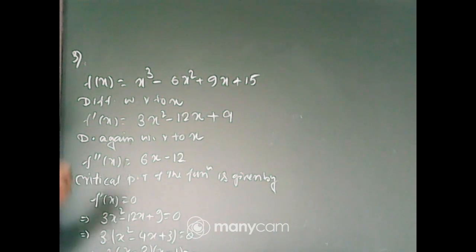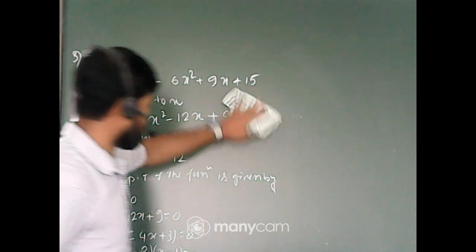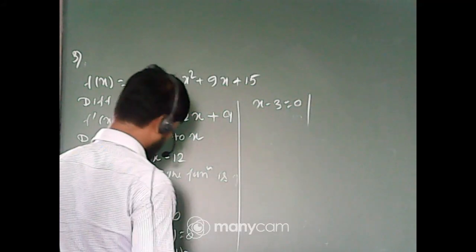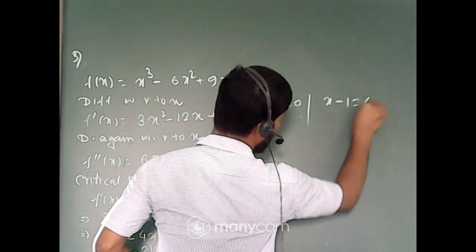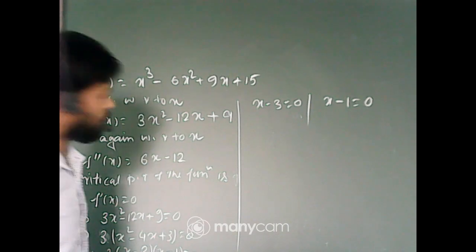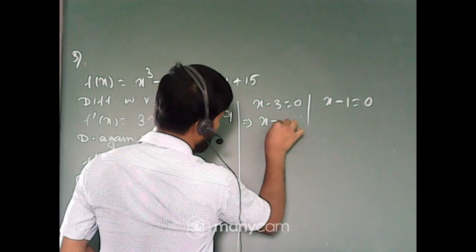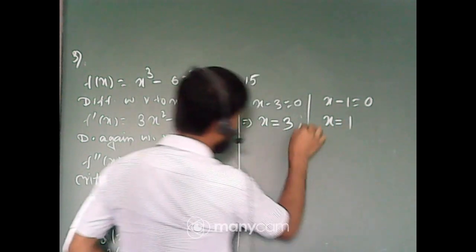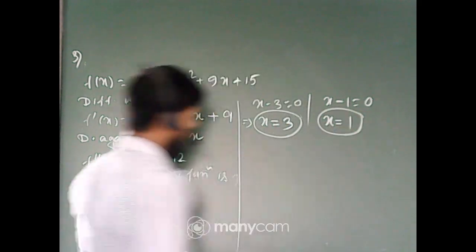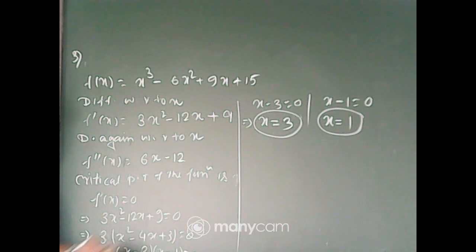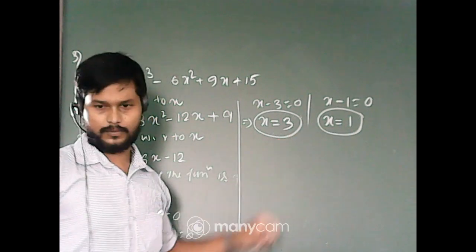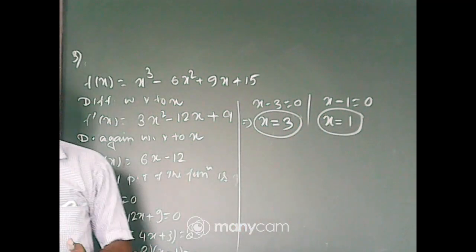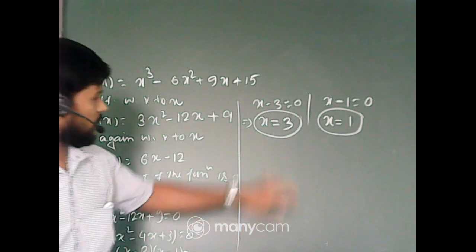Okay, so what will be the critical points of the function? The first critical point will be found by equating x minus 3 to 0, and the second will be when we equate x minus 1 to 0. So from this we have x equal to 3, and from that we have x equal to 1. So in this question we have two critical points, x equal to 1 and x equal to 3. Maximum and minimum values will occur at these two critical points, because we know a theorem that maximum or minimum values occur at the critical points of the function.